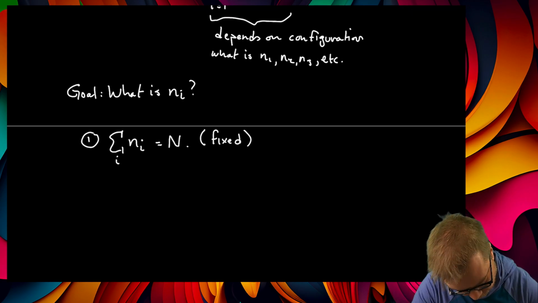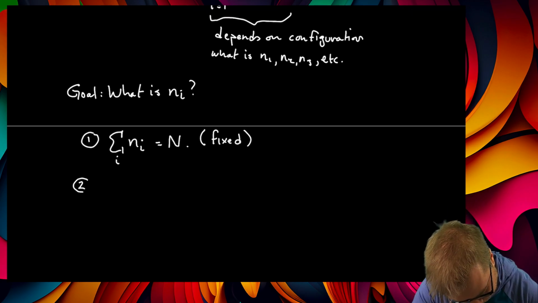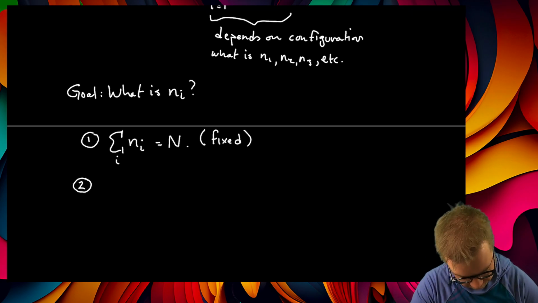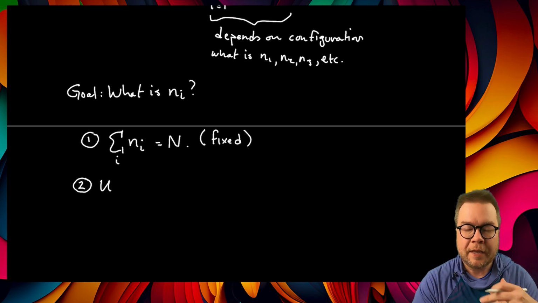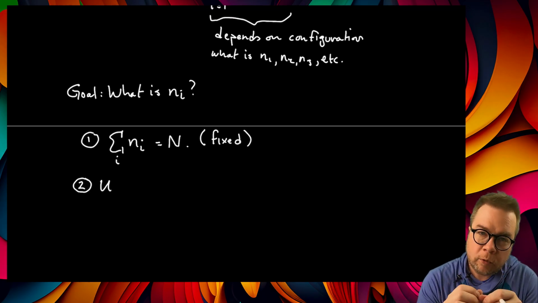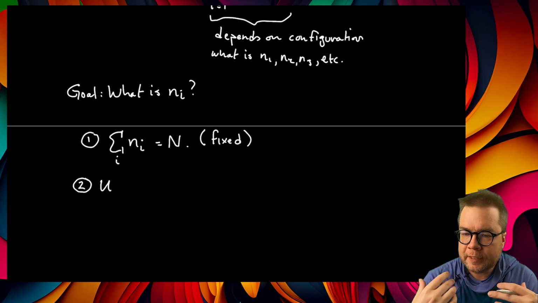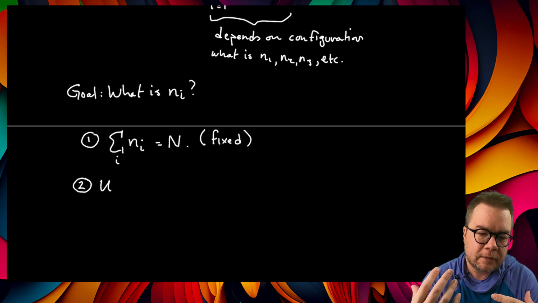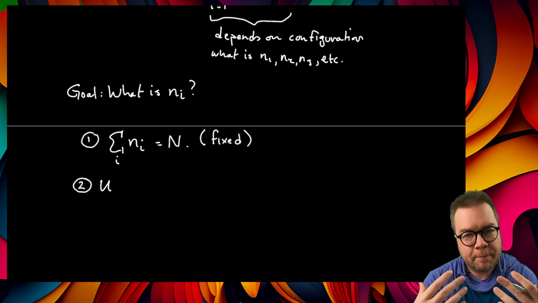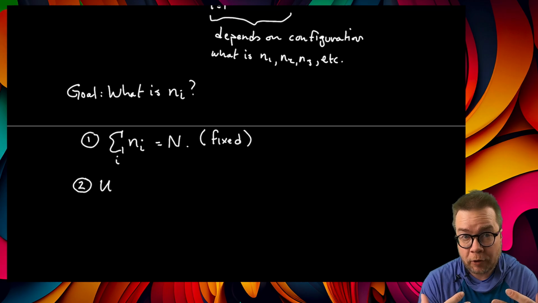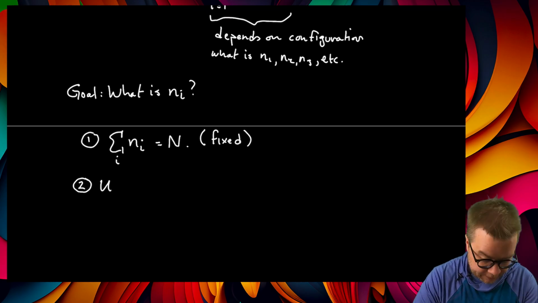The other thing is that there's going to be a certain amount of energy that our system has, a certain amount of internal energy, U. And if you think about it, what we're trying to do is come up with all of the different microstates that give rise to the same macroscopic property. And that macroscopic property in this case is the internal energy of our system.